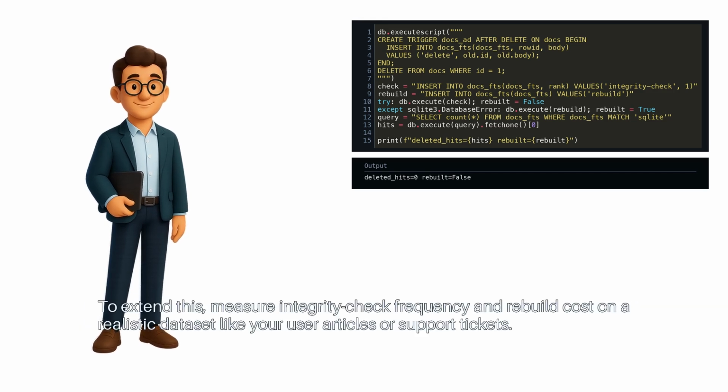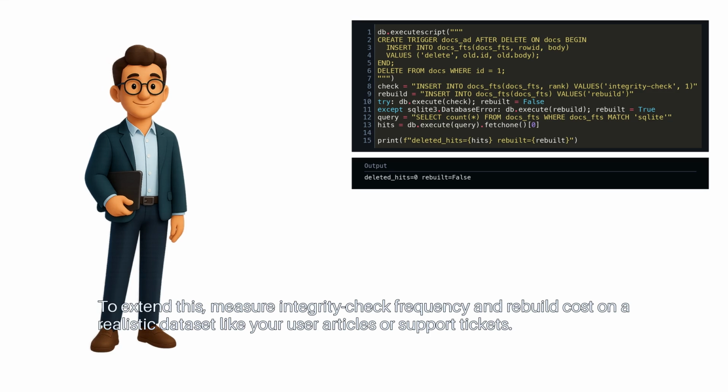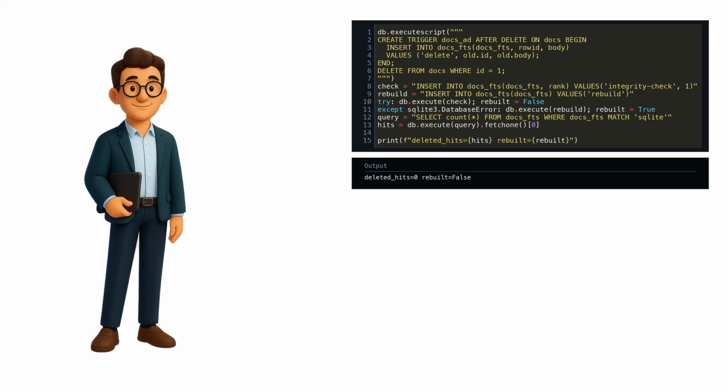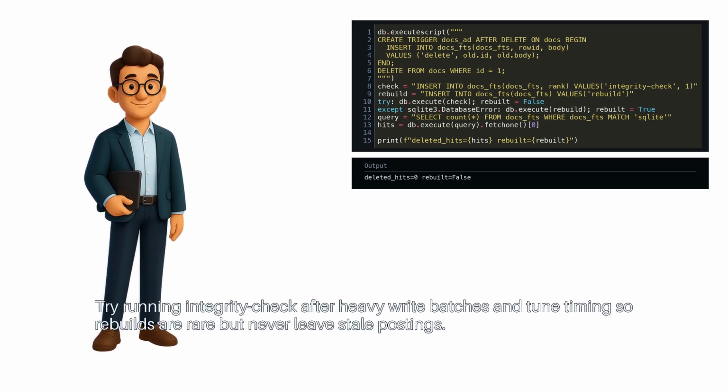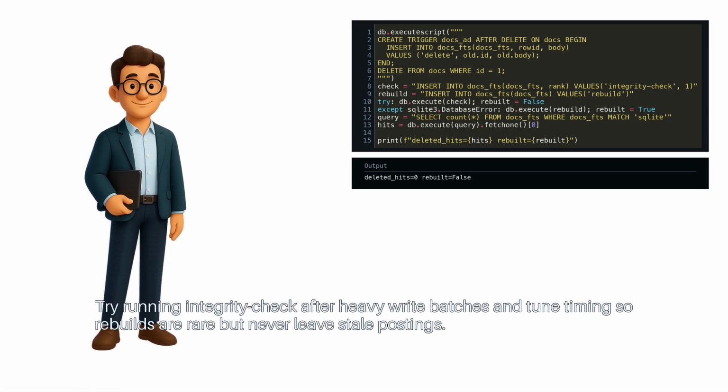To extend this, measure integrity check frequency and rebuild cost on a realistic dataset, like your user articles or support tickets. Try running integrity check after heavy write batches, and tune timing so rebuilds are rare, but never leave stale postings.